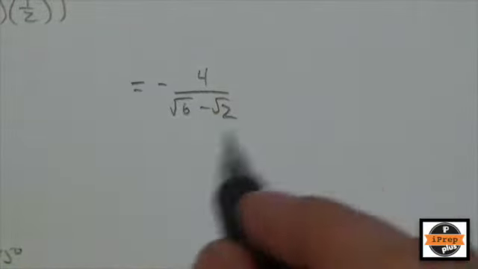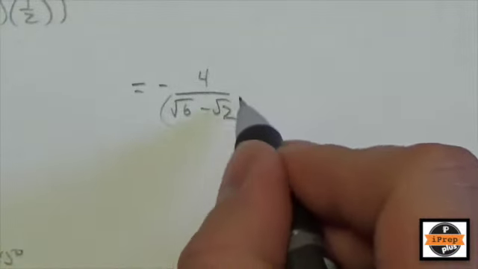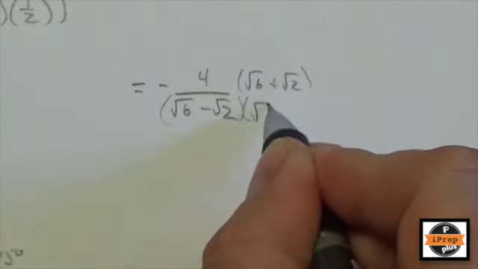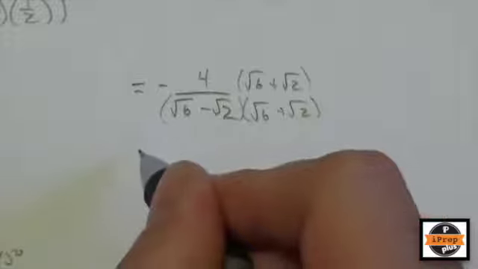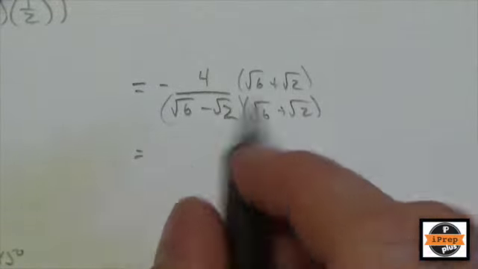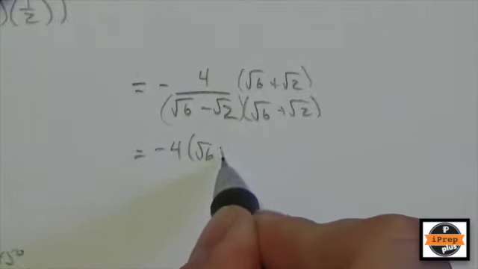Now, it may be the case that that's as far as you're required to go, but it's very likely that a lot of you will be required to rationalize. Okay, to multiply the numerator and denominator by that root 6 plus root 2, the binomial conjugate. And so we're going to get negative 4 root 6 plus root 2.